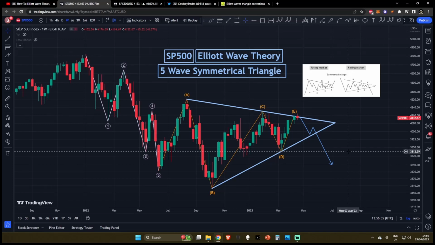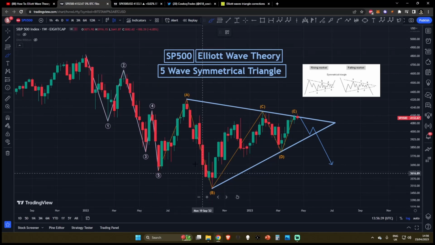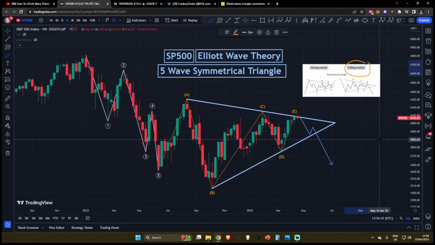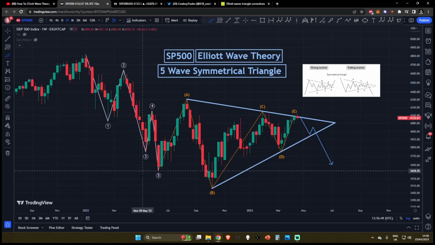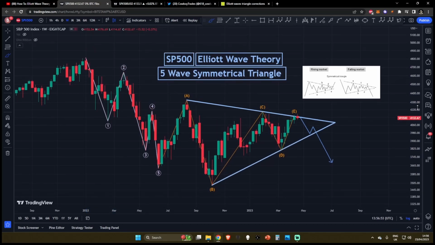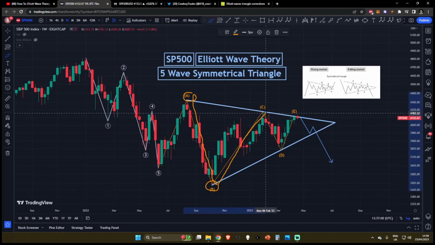We're looking at the weekly time frame for the S&P 500. And as you can see right now, we're in a bear market. We are falling to the downside. So we are right now in a falling market. What we've done is we've had a 1, 2, 3, 4, 5 bearish wave count to the downside. And then we've started to form this symmetrical triangle. As you can see, we pumped up. This is wave A, wave B, wave C, wave D, and wave E.